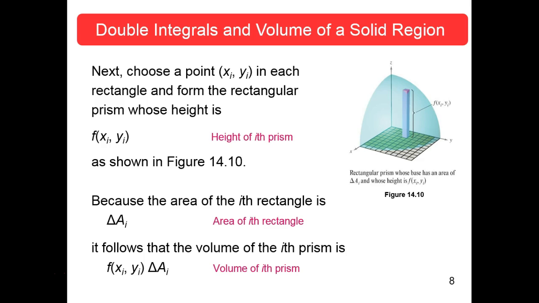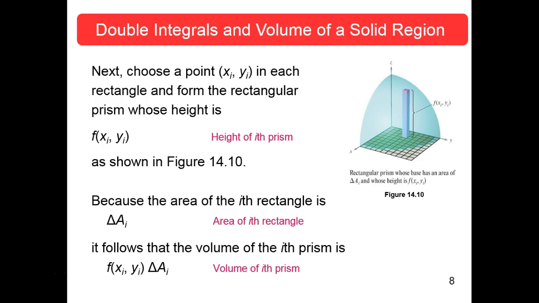Next choose a point, x sub i, y sub i, somewhere in each rectangle. You have some number of rectangles, so i will go from 0 to whatever number of rectangles that is, to form a rectangular prism whose height is f of x sub i, comma y sub i. So this right here would be the height of that. Now it may be just touching or intersecting the surface here. That's going to be approximately the height of the ith prism.